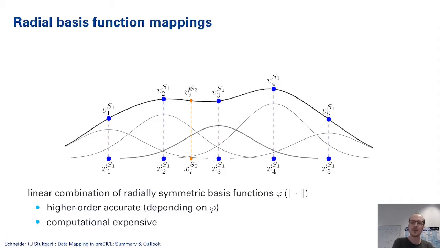For example, if we want to evaluate the value of our RBF mapping at this exemplary orange sphere or at this particular output mesh vertex, we would get this value. And the advantage of this mapping method is clearly that it's higher order accurate, so it depends a bit on the selected basis function, but mostly we get at least second order accuracy, but it's of course computationally much more expensive compared to our projection-based data mapping methods.